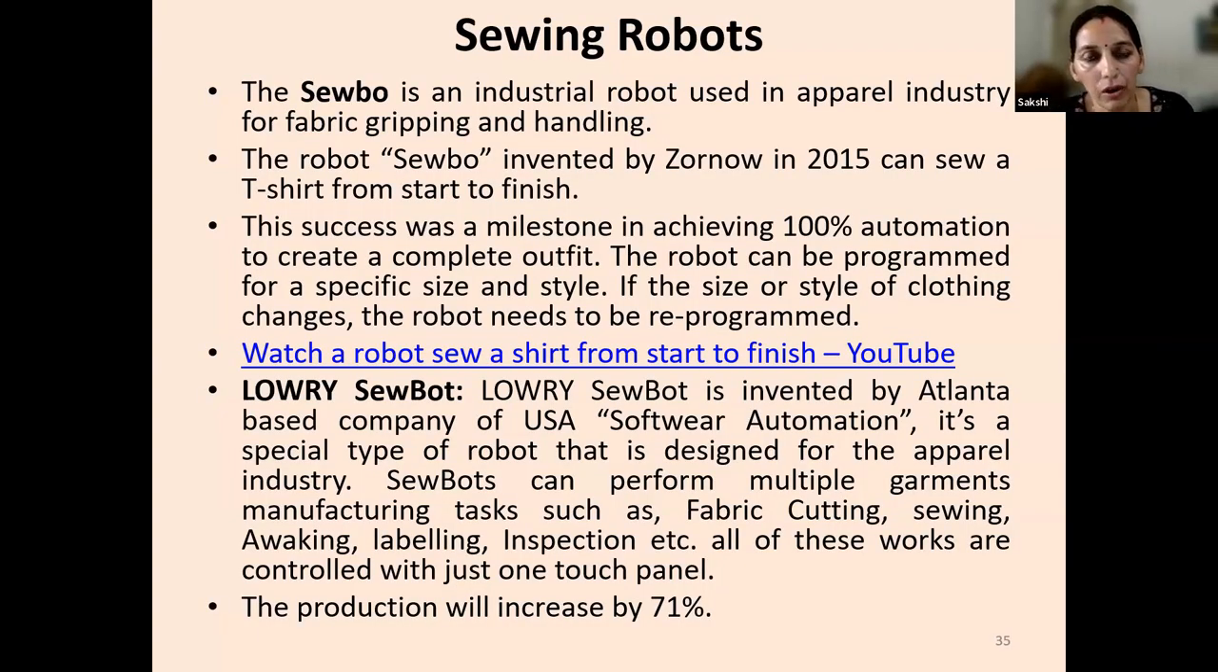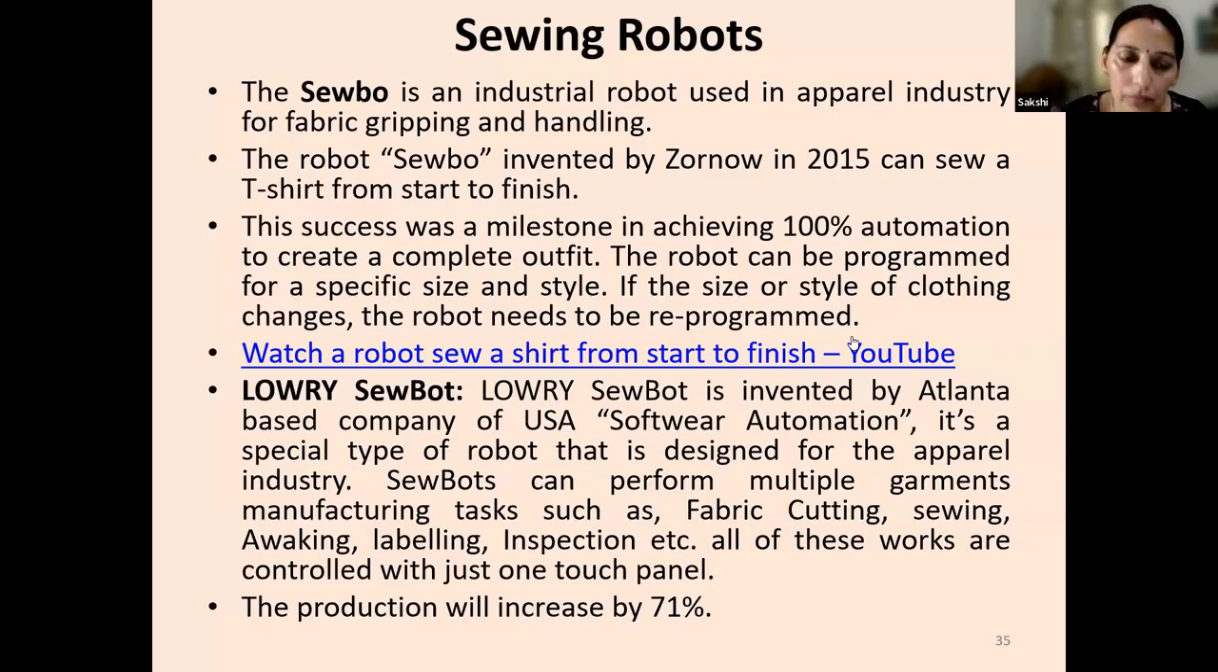In this, from the starting stage, that is fabric inspection, next layout, cutting, and even stitching and finishing were done using the robot. After this slide, I'll show how the particular robot is working for the production of a t-shirt.